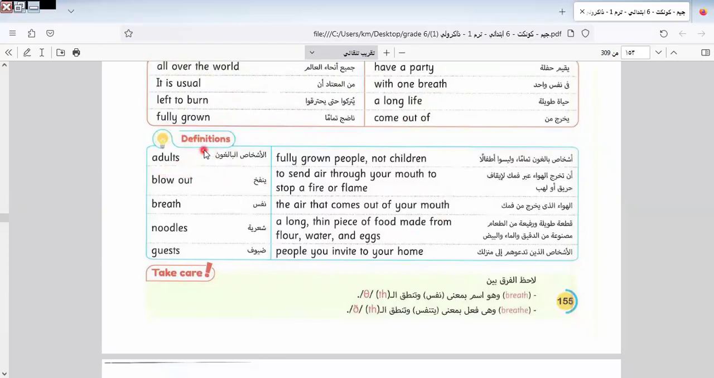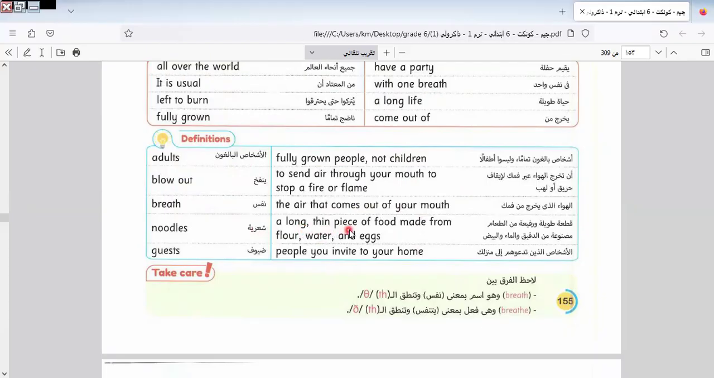I will read it to you. Adults: fully grown people, not children. Adults means not children, fully grown up. Blew out: to send air through your mouth to stop a fire or flame, like this. This is called blew out. Breathe: the air that comes out of your mouth.